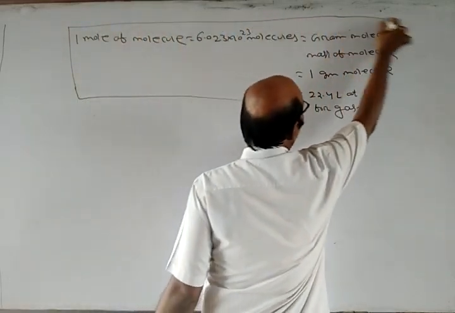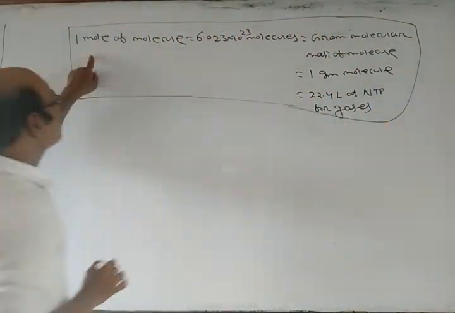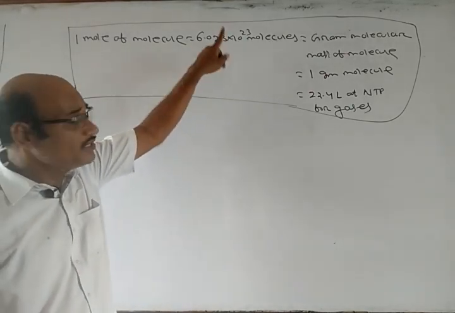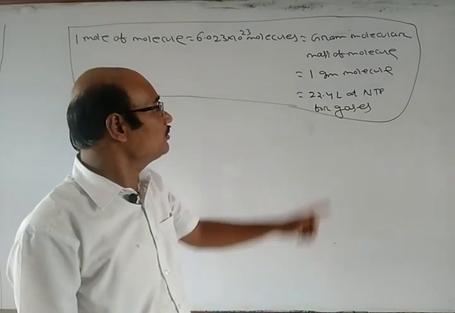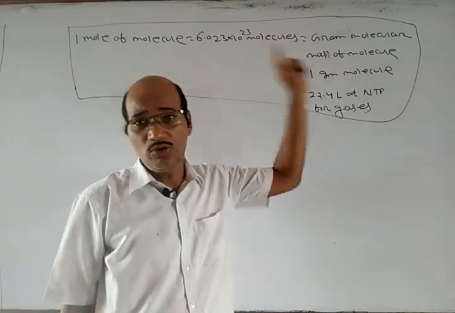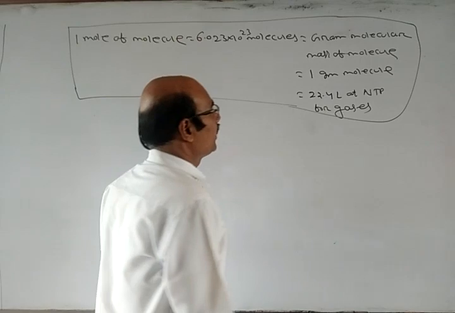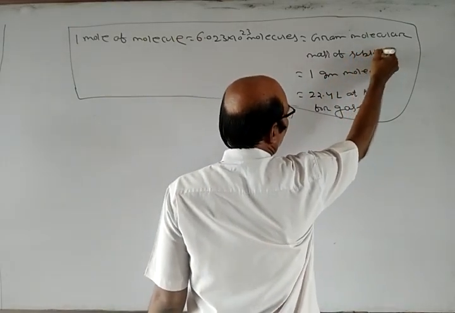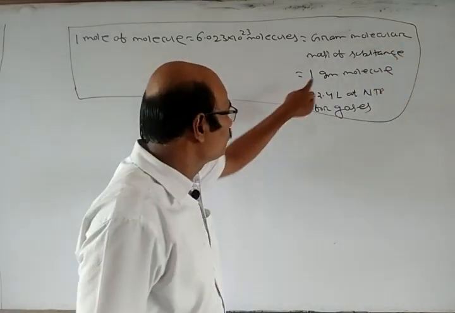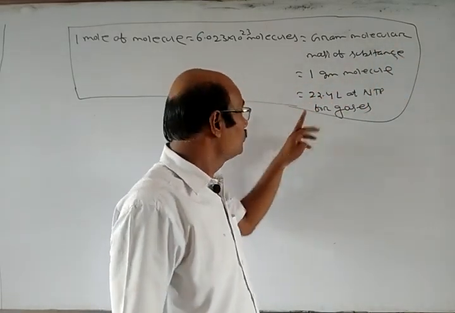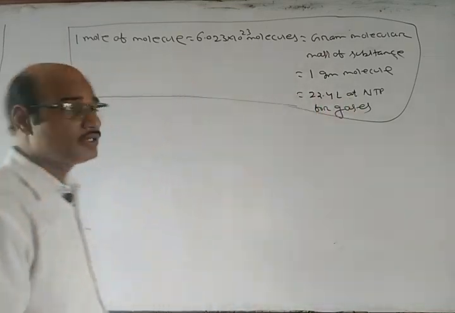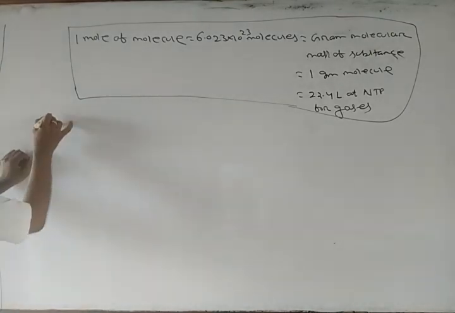So one mole of molecule is equal to 6.023 into 10 power 23 molecules. This is equal to the gram molecular mass of the substance, which is equal to 1 gram molecule. This is equal to 22.4 liter at NTP if the substance is a gaseous one. Now, based upon this, we can solve some numericals.